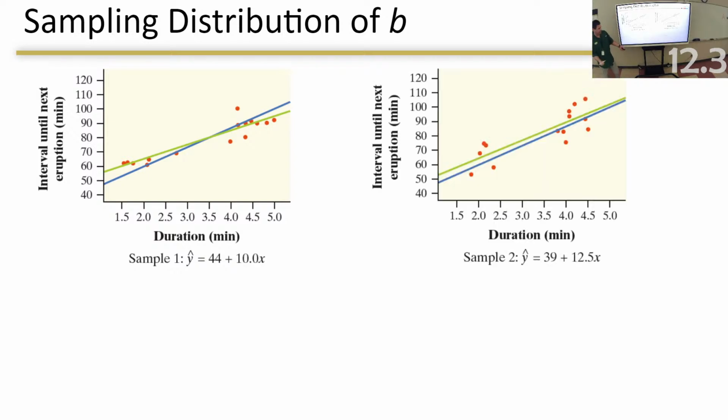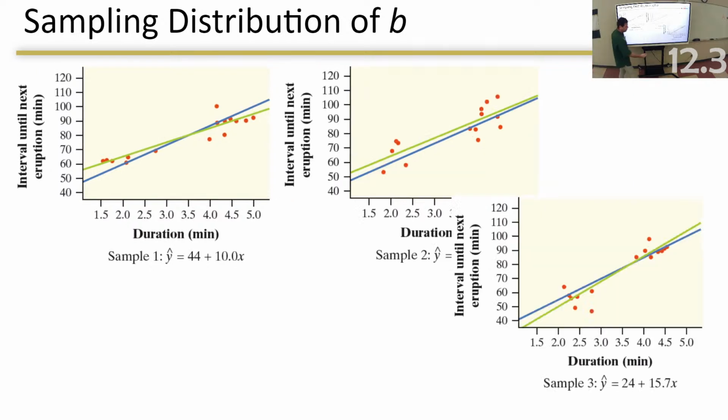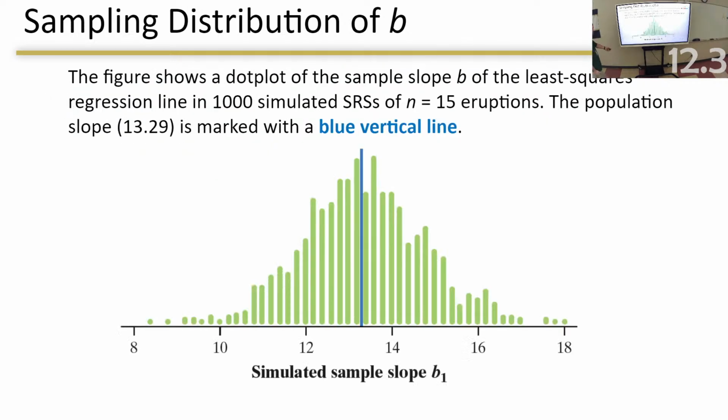Here's another set of 15. The y-intercept is 39. The slope is 12.5. Again, the blue line is the population line. If I did it again, I have another y-intercept and another slope, right? And if we did it over and over and over again, we'd have a whole bunch of these slopes and a whole bunch of these y-intercepts.